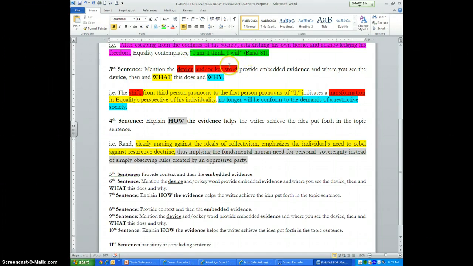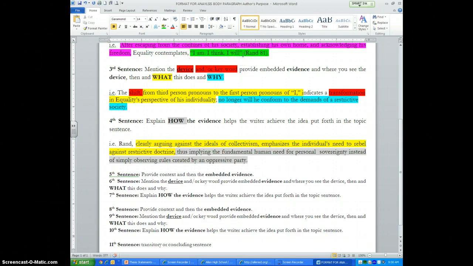So you can write about that as statements of intention or belief. I could also write about the anaphora because it's a repetition of "I" at the beginning of three different sentences: I am, I think, I will. And I can talk about the importance of the repetition there. So you can choose to write about any device that you see.